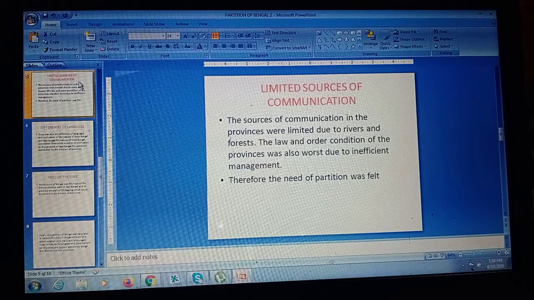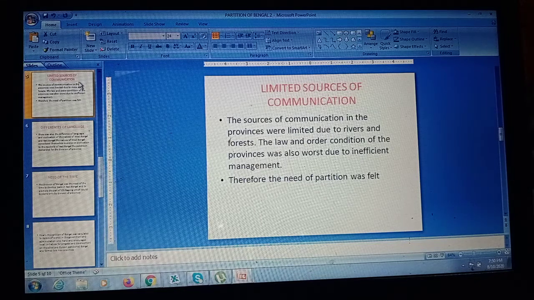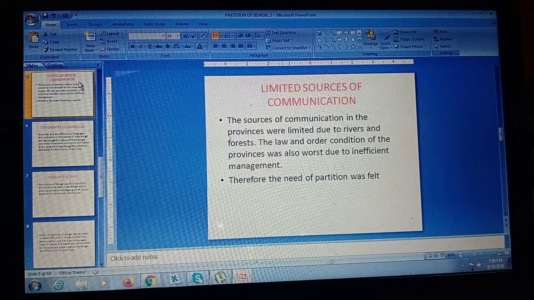Then he speaks about limited sources of communication. Communication, again, the transport system. Why? Because the geographical area of India was such that it was limited due to the rivers and forests. Until then, modes of communication had not become so developed. Your railways had not become so developed, and it was not accessible to your hilly areas, which were covered with rivers and forests, and hence he could not tour the country because of limited sources of communication.